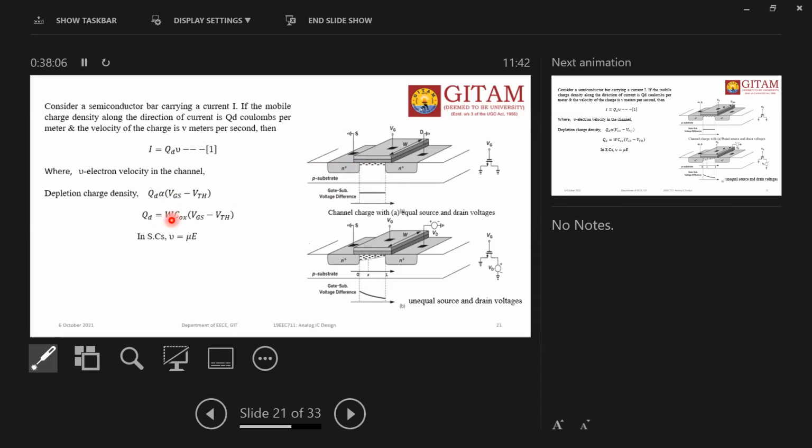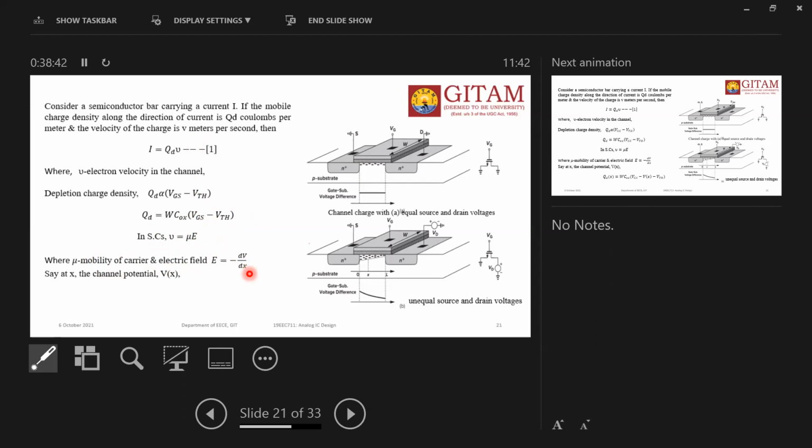In silicon semiconductors, what does V mean? Velocity of the carrier. The formula is mu into E, where mu is the mobility of the carrier and E is the electric field applied. So this is the velocity formula, where the electric field E is equal to minus dV by dx.